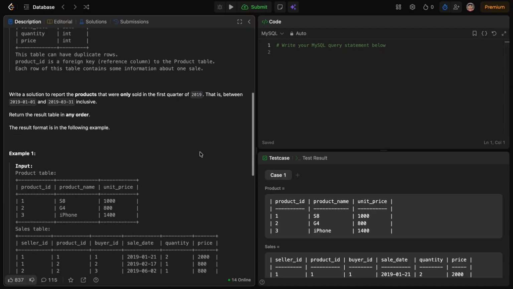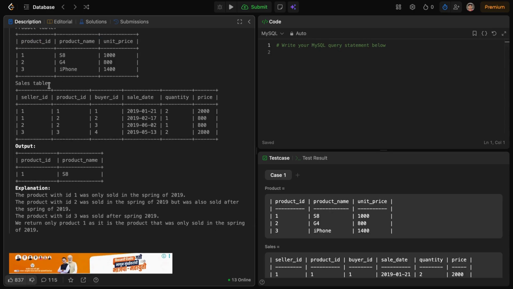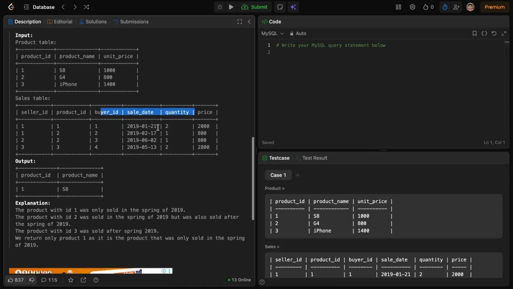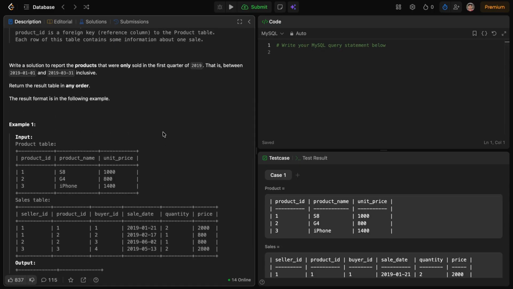Okay, so the test case is like the Product table having product ID, product name and unit price as well, and the Sales table having seller ID, product ID, buyer ID, sale date, quantity and price. So we have to find those product IDs and product names that were only sold in the first quarter of 2019.